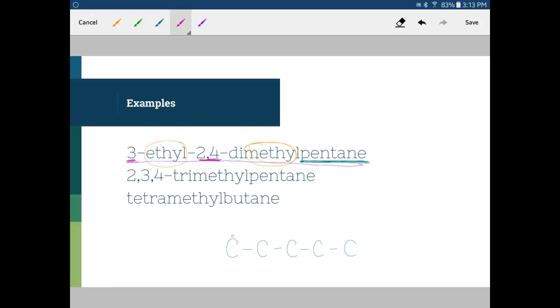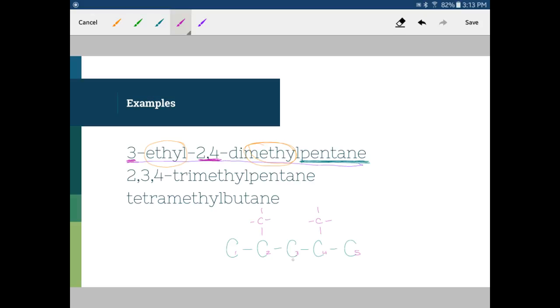And if I number this just for simplicity's sake, because I'm drawing, I can make it whichever orientation I want. I'm going to number it from left to right: 1, 2, 3, 4, and 5. Okay, so I have 2 and I have 4 dimethyl. So I have 2 of these groups coming off of this. And I have 3-ethyl.